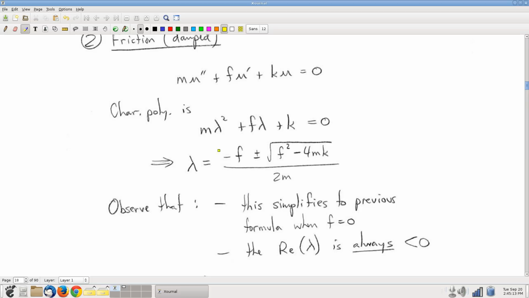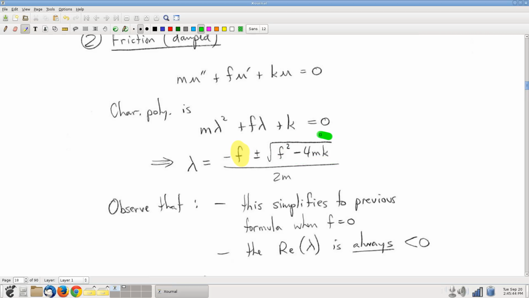And then I can't just focus my attention on this and say it's clearly negative. Now, if this is actually a real square root, then I've got to worry about which is bigger, f or the square root of f squared minus 4mk. And conveniently, we can at a glance observe that f squared minus 4mk is clearly less than f squared.